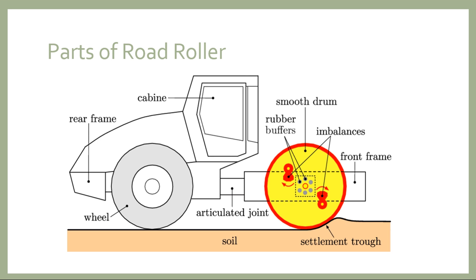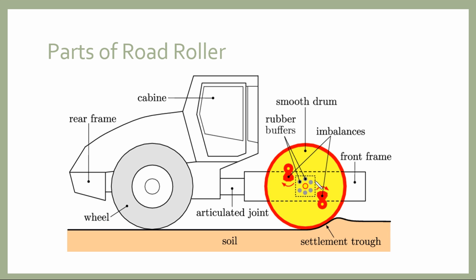Now coming to the parts of the road roller. Here you can see in these pictures, these are the main components of the road roller. Here is the cabin section where the driver or operator is seated. This one is the rear frame and this one is the rear wheel. This one is the front frame, and here is the front wheel. Then these red colored parts are the imbalance, which controls the balancing of this vehicle, and here rubber buffers are fitted, and this is a smooth drum.